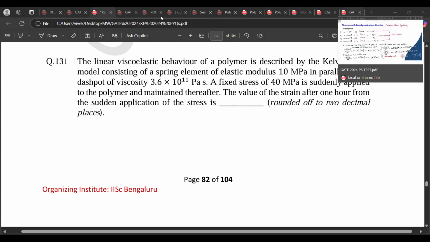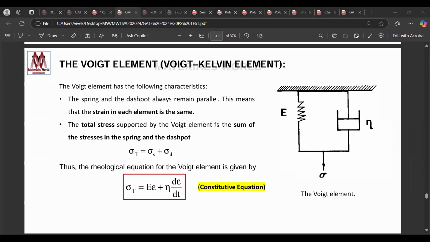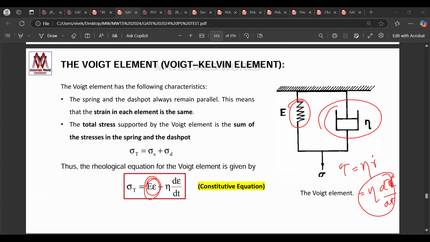If you see the test series notes that I have already given you, this is the typical Kelvin-Voigt model, and this is its constitutive equation. One spring is there and one dashpot is there. The dashpot has tau equals eta gamma dot, or eta d epsilon by dt, or d gamma, whichever you write. I can put this here, because tau is the stress, and here sigma equals E epsilon.